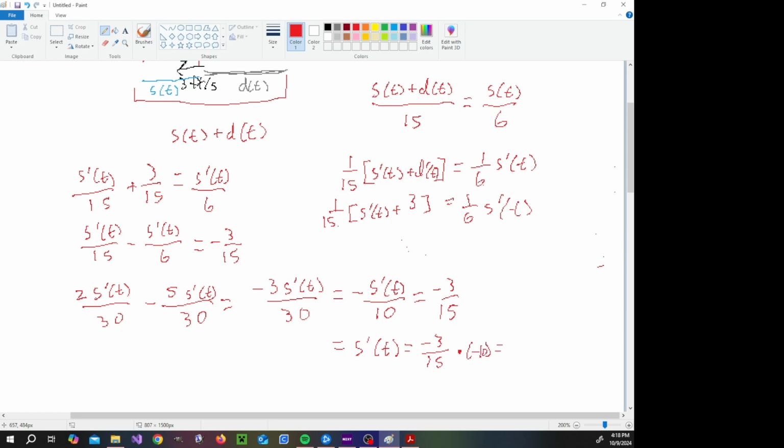Well, a negative times a negative is a positive. 3 times 10 is 30, and 30 over 15 is just 2. So all of that to say that this is changing at a rate of 2, and this is a length, so feet per second. Very good. So all of that to say the shadow is increasing at a rate of 2 feet per second.